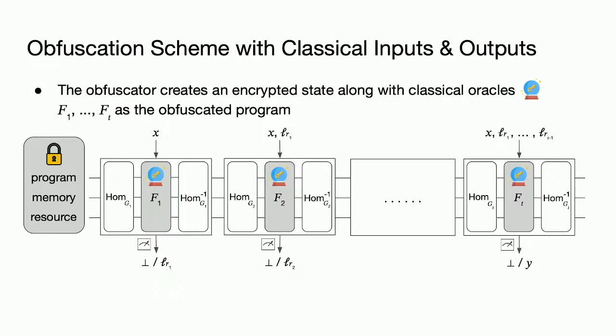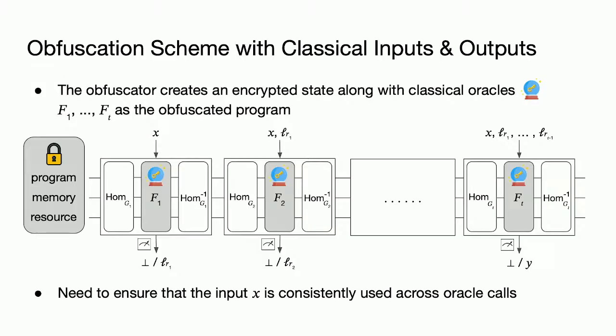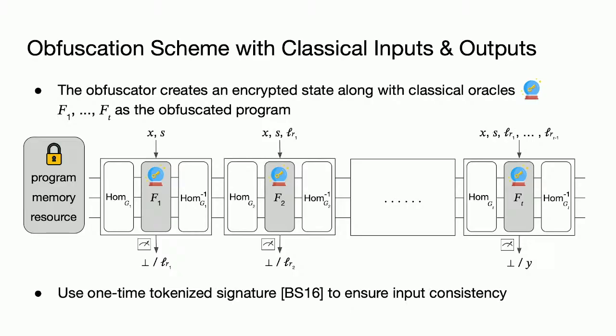And to make this scheme secure, we also need to ensure that the same input X is consistently used across these different oracle calls. And this can be achieved using a one-time tokenized signature scheme, which I will not explain in this talk. But to use this scheme, the obfuscated program will additionally contain a one-time quantum token. And the evaluator has to use this token to sign the classical input X. And the oracles will always check if the input is properly signed. And this one-time token only allows signing on one input at a time. So far, this is essentially the construction of BBB24.